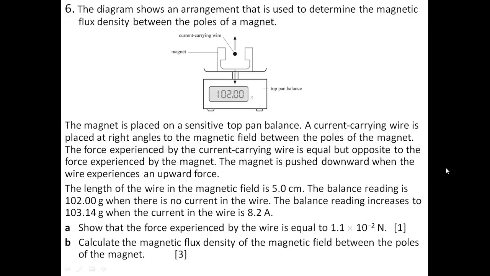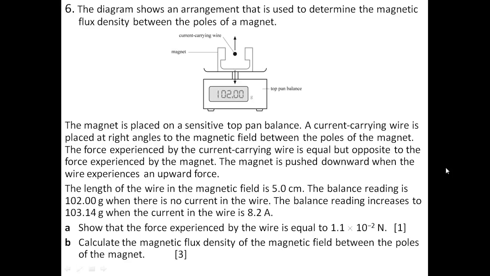Okay, question number 6. The diagram shows an arrangement that is used to determine the magnetic flux density of the poles of a magnet. The magnet is placed on a sensitive top pan balance. A current carrying wire is placed at right angles to the magnetic field, between the poles of the magnet. The force experienced by the current carrying wire is equal but opposite to the force on the magnet. So the magnet is being pushed down when the wire experiences an upward force.